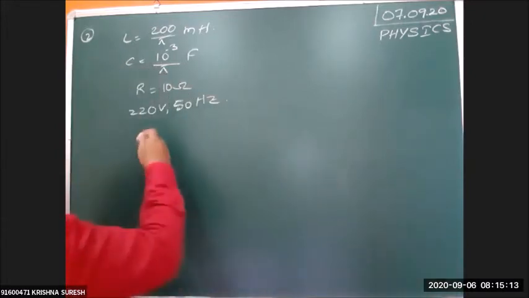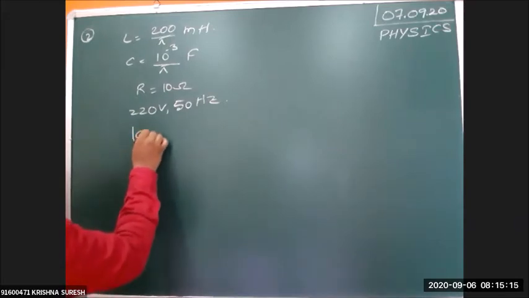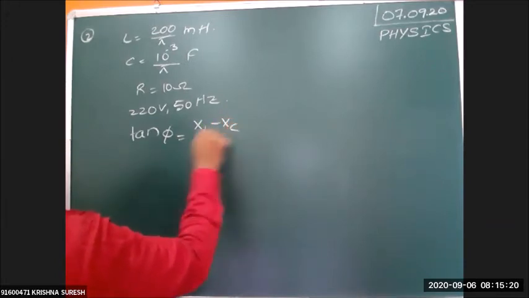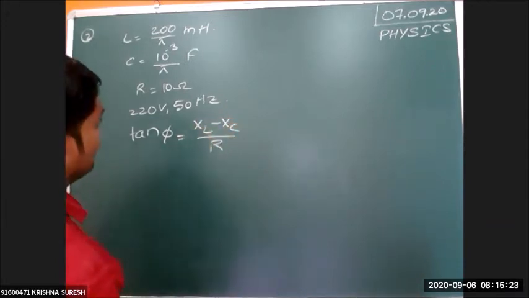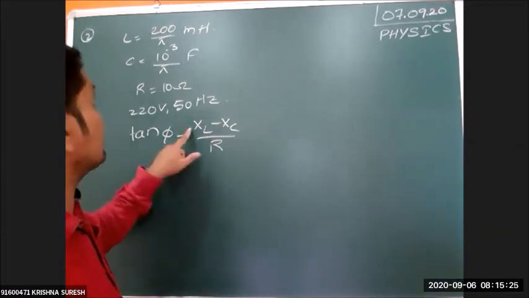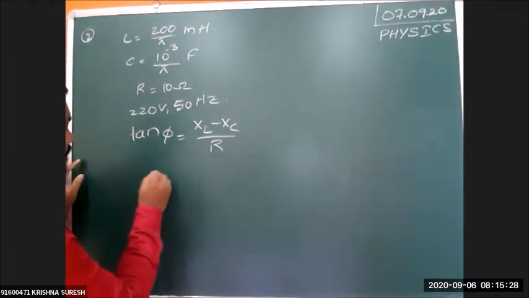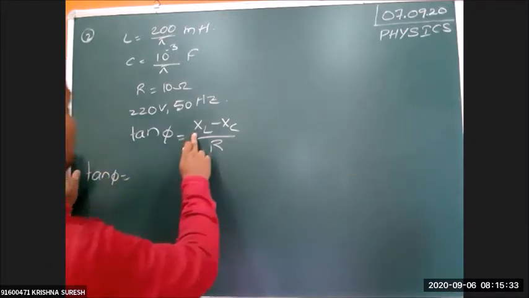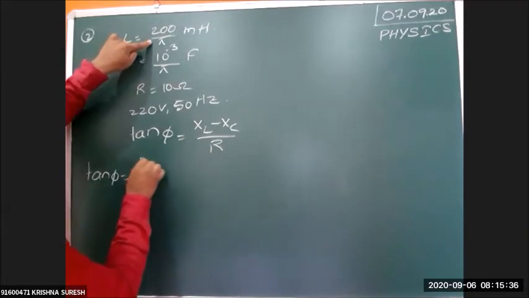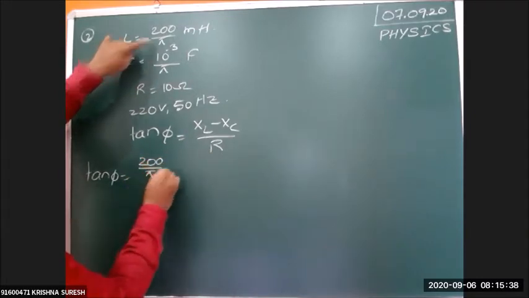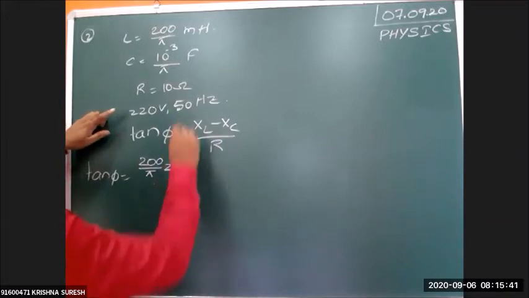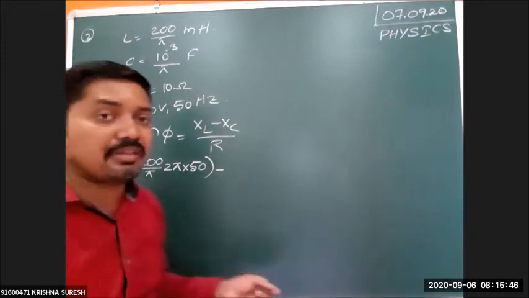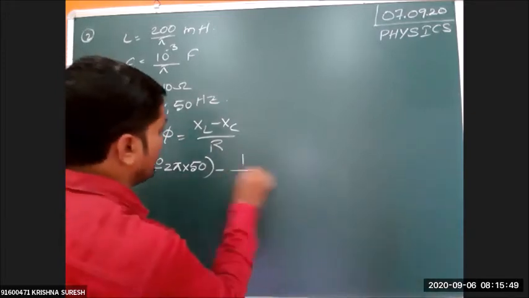So that is an LCR circuit. In an LCR circuit, tan phi can be written as XL minus XC by R. XL is nothing but L omega. So tan phi is equal to L omega, L value is 200 by pi, omega value is 2 pi f, where f is 50, minus XC. XC means 1 by C omega, so 1 by C value.